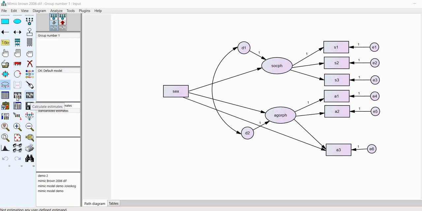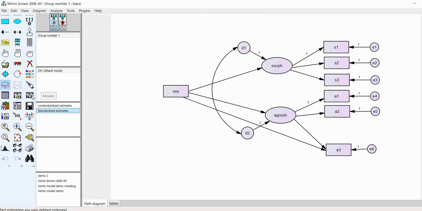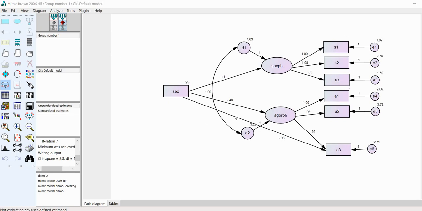So let's go ahead and run the analysis. I'm sticking with pretty much the same options that I went with before, and we'll run the analysis and click on this button right here. Under the unstandardized estimates, you can see that the path from sex to social phobia has a negative unstandardized coefficient of negative 0.11, whereas the path from sex to agoraphobia has a coefficient of negative 0.48.